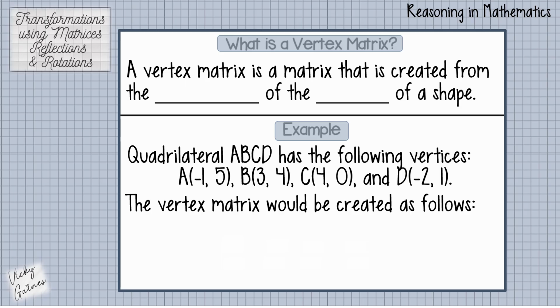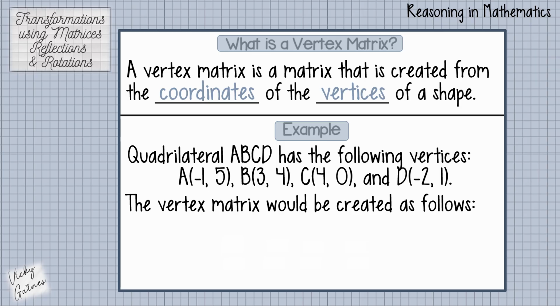Recall, what is a vertex matrix? A vertex matrix is a matrix that's created from the coordinates of the vertices of a shape. So our example right here is quadrilateral ABCD, so 4 vertices, and they have the following vertices. A is at the point -1, 5. B is at the point 3, 4. C is at the point 4, 0. And D is at the point -2, 1.